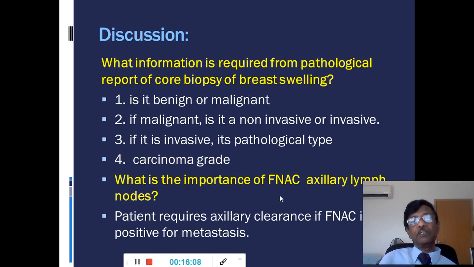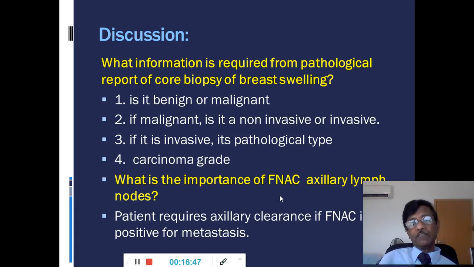What information is required from the pathological report of a core biopsy of the breast swelling? Whether it is benign or malignant. Yes, the information we require, first of all, is whether it is benign or malignant, that is number one. Suppose it is malignant, is it non-invasive or invasive? Then if it is invasive, what pathological type of cancer is it? Then the grade of the carcinoma also. So these are all the information we require from the core biopsy report.